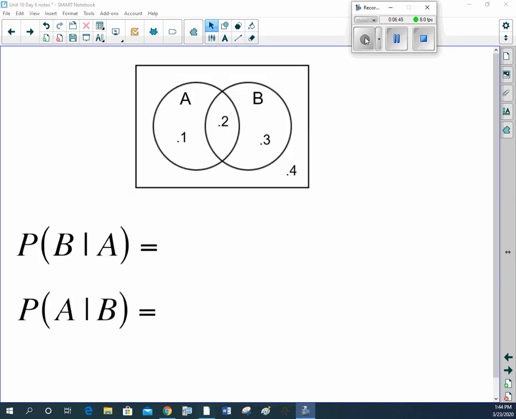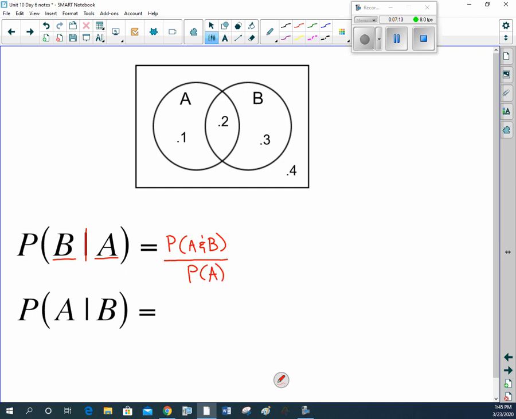Okay, here's another conditional probability. This time the scenario, instead of a tree diagram, we're given a Venn diagram. Over here on the left, we want to find the probability of B given A. If we wanted to do the formula for this, we could say, well, okay, the probability of B given A would look like the probability of A and B divided by the probability of A.